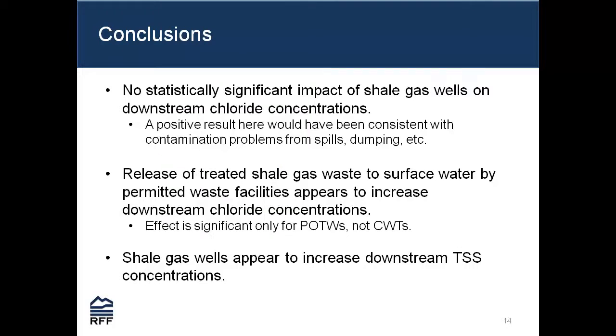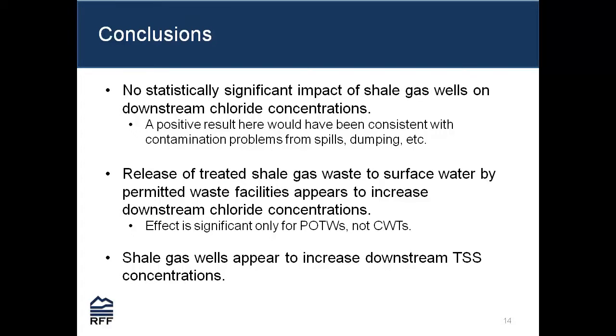So that's a good thing for the chloride itself, as well as chloride as a marker for whatever's in the produced water. We did find, though, that the release of treated shale gas waste to surface water by the permitted waste facilities, so these are treatment facilities, does appear to increase downstream chloride concentrations.